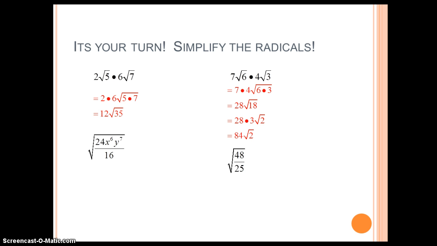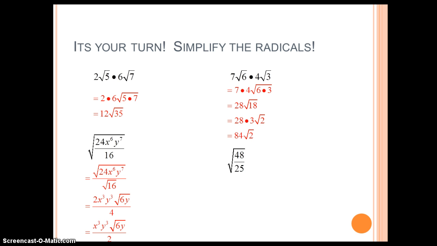The division problems. Remember, we're going to simplify the numerator and the denominator separately. So the square root of 24x to the 6th, y to the 7th, is going to come out to be 2x to the 3rd, y to the 3rd, square root 6y. And if that's a lot and you're not sure how to get to that next answer, please ask in class. And the square root of 16 is 4. So we end up with 2x to the 3rd, y to the 3rd, square root 6y, all over 4.